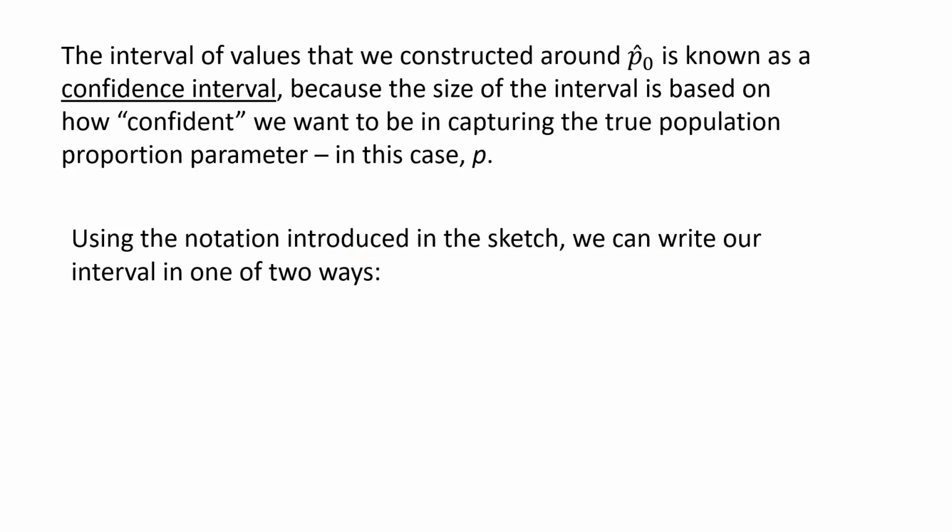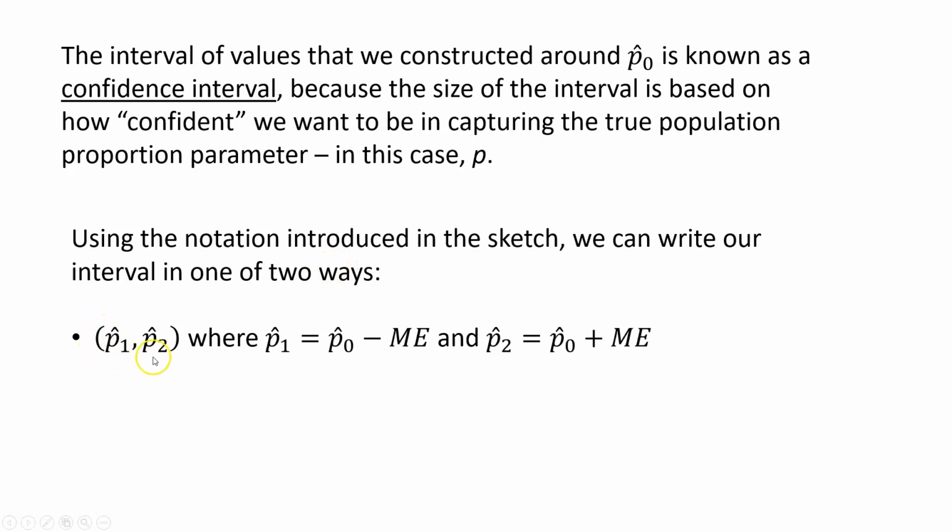Now, using the notation that was introduced in the sketch, we can write our confidence interval in one of two ways, either using interval notation, where we have parentheses with the endpoints designating the range of values for that interval. And again, p-hat subscript 1 is equal to p-hat subscript 0 minus the margin of error, and then we add the margin of error to p-hat subscript 0 to get the other right-hand side endpoint.